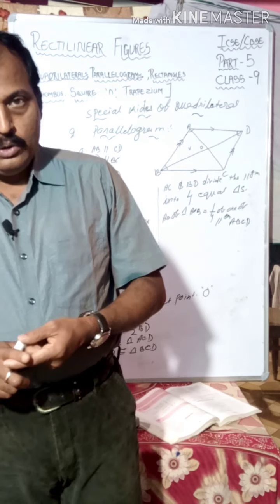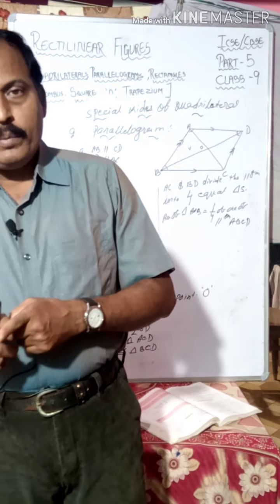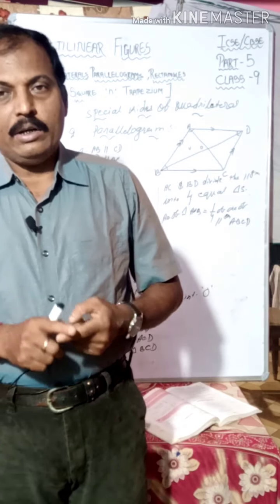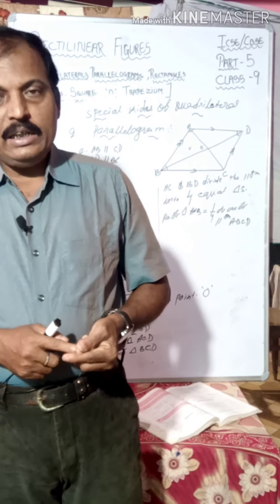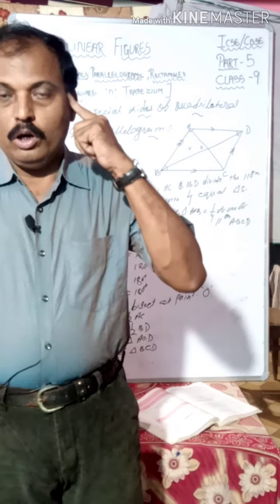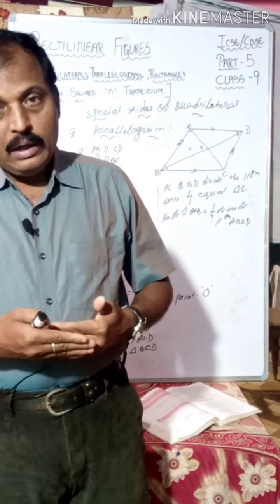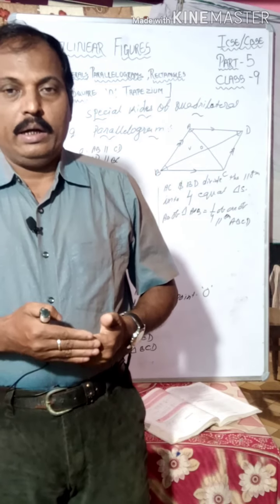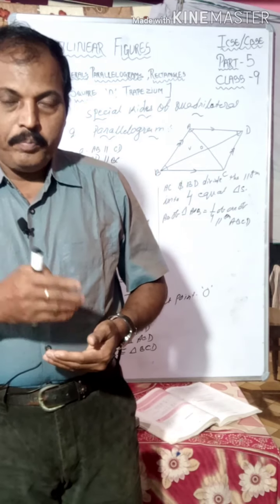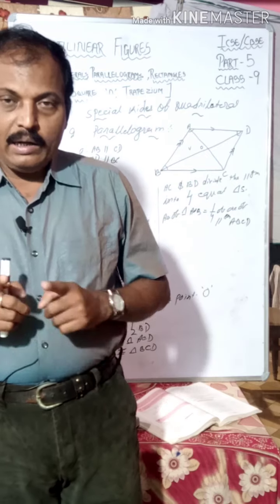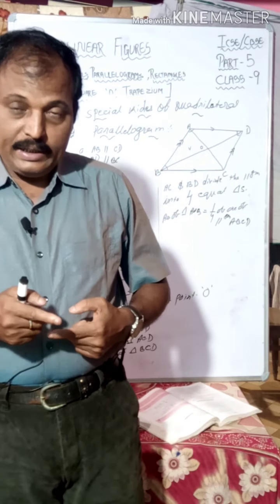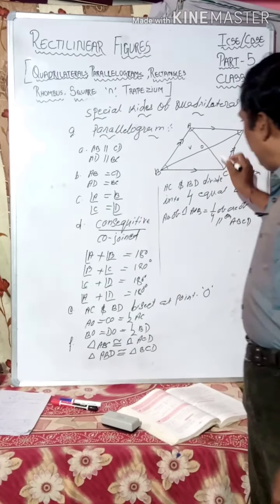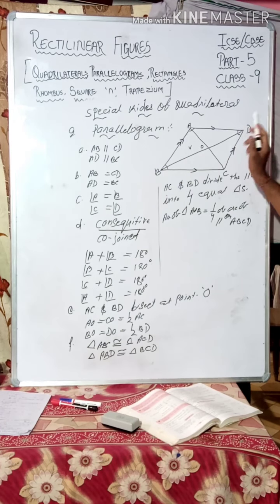Second point: the parallel sides are also equal. Means in ABCD, AB is equal to CD, and BC is equal to AD. Opposite sides are parallel and equal. Then opposite angles are also equal. Angle A is equal to angle C. Angle B is equal to angle D.